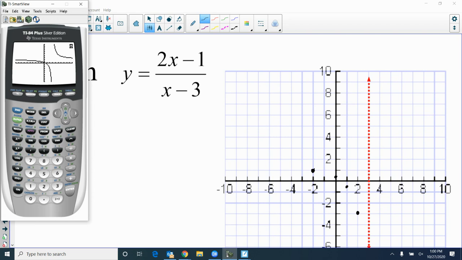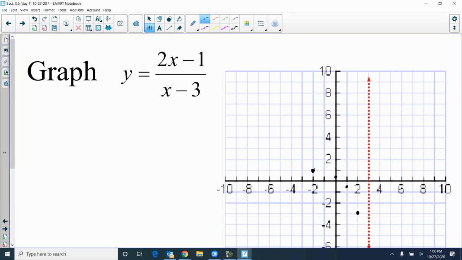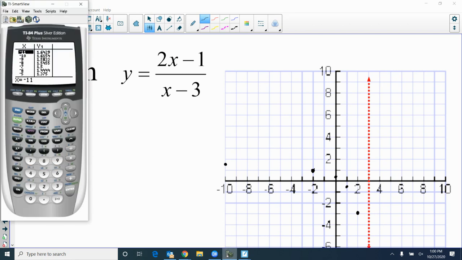So if I take a look at my table, where's it at negative 10? It is at 1.6. Okay? All right. Is it going to keep going up and go to infinity? It's going to keep being bigger and bigger and bigger. How can you use your table to tell?